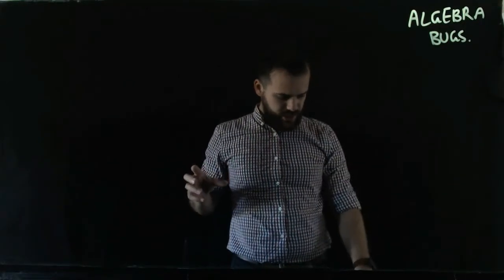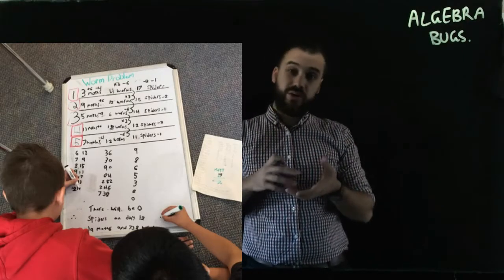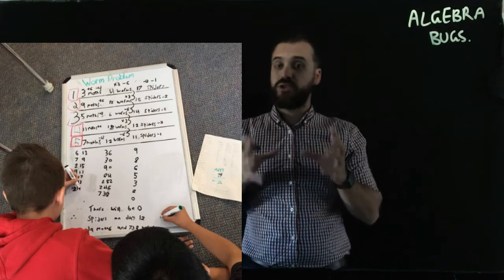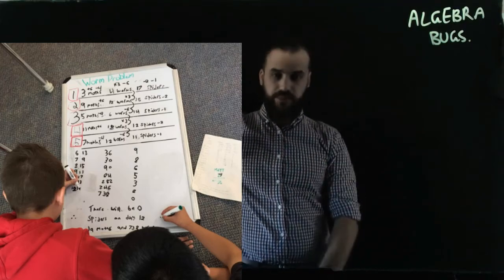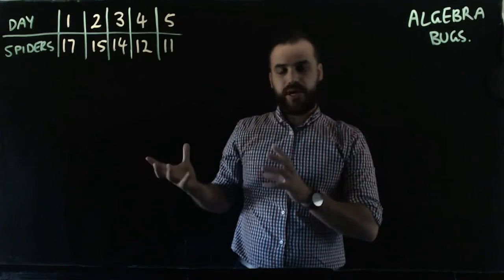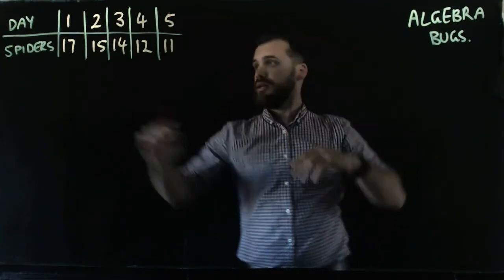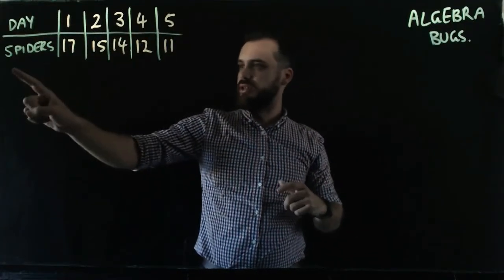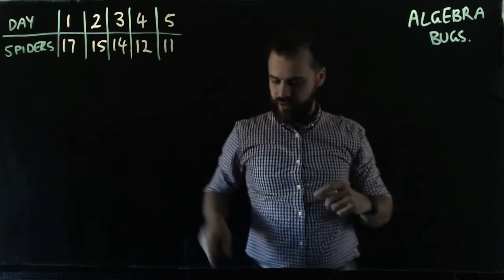Now, I did see a tweet from you guys, and it was Tino and Matt. And Tino and Matt did a really good job on this. So I'm just going to do some of the work that Tino and Matt did up on my board here. So here's a little table that Tino and Matt came up with. They actually did theirs this way, but I've done mine that way. Day 1, 2, 3, 4, and 5, and then spiders 17, 15, 14, 12, and 11.